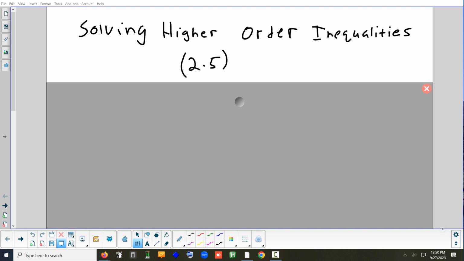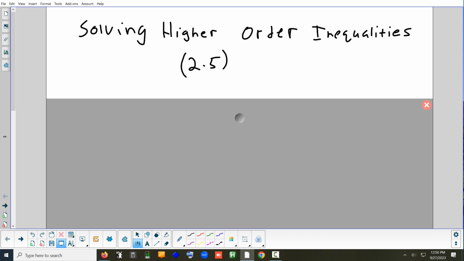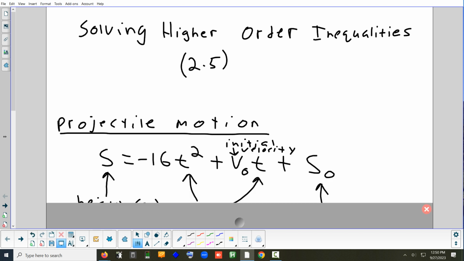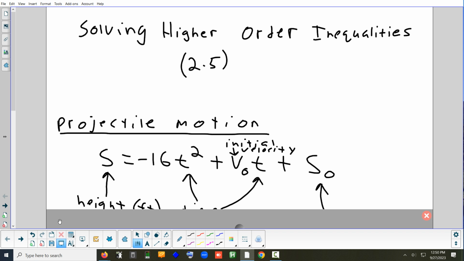All right, so section 2.5, that's what we're going to start with. Whatever time we have left, we're going to look at part of 3.1. Whatever we don't finish, we'll finish tomorrow. We're going to look at solving inequalities that have exponents higher than a 1. Okay, like quadratic or cubic, things like that.